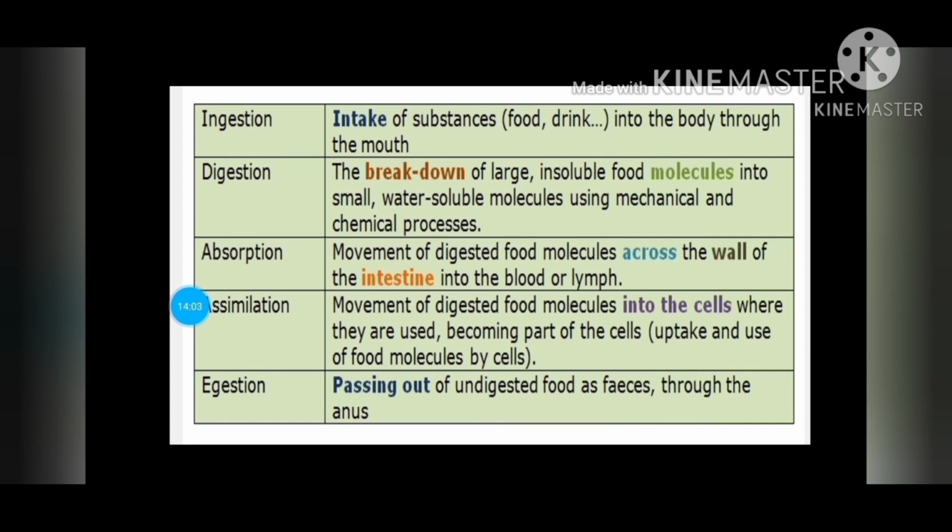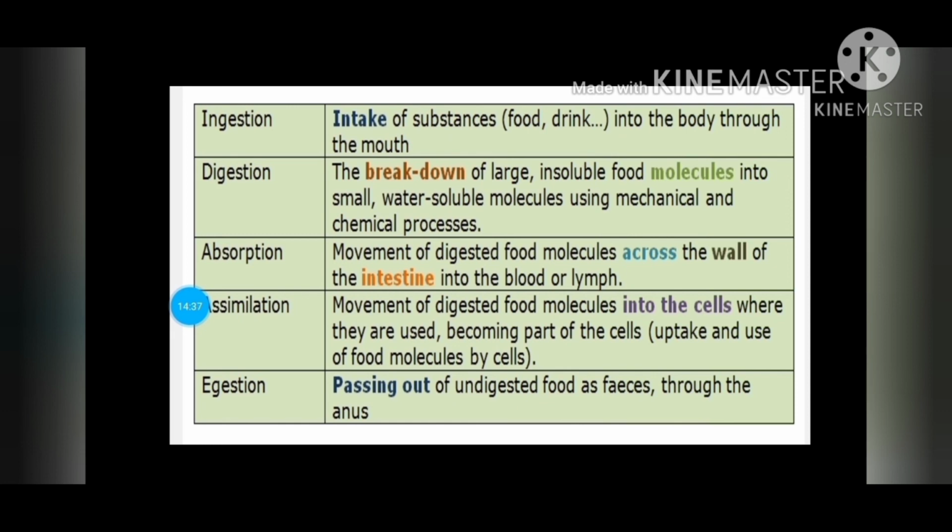The second is the digestion. You know that when our body breaks down the complex structure into the simple structure, means complex big particles into smaller particles, this process is called digestion. The third is the absorption. Absorption is the movement of the digested food molecules across the wall of the intestine. Means in the small intestine, some blood vessels are present, and these blood vessels absorb the digested food. So this process is called absorption.